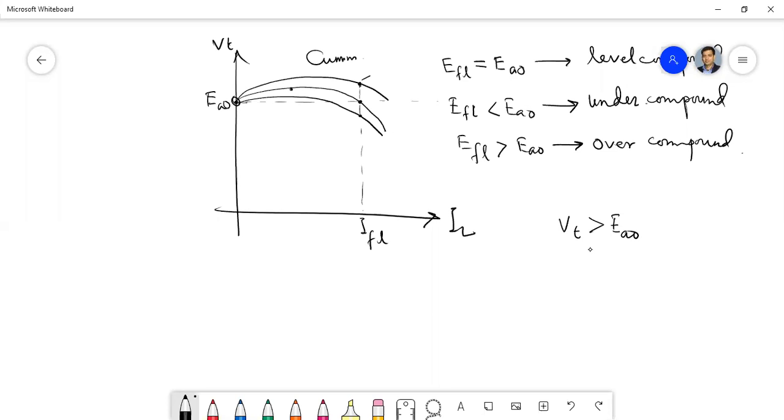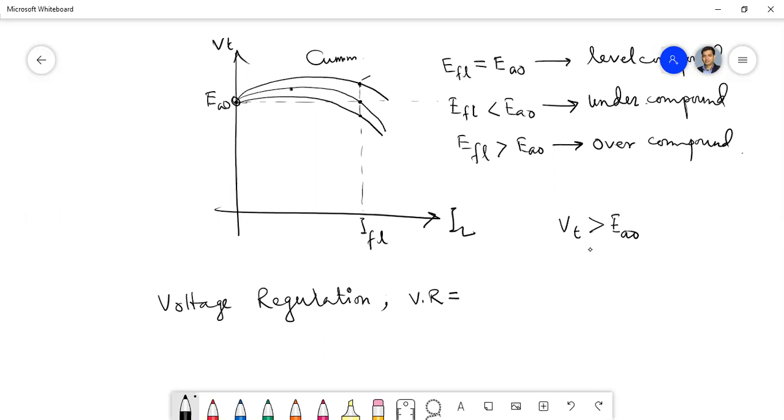So in that case, the voltage regulation will be negative. Now, I think you don't know the definition of voltage regulation. Do you know what is voltage regulation? Yes, sir. From where do you know this? From transformer. So what is voltage regulation?